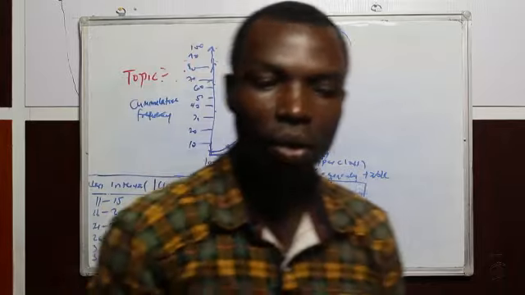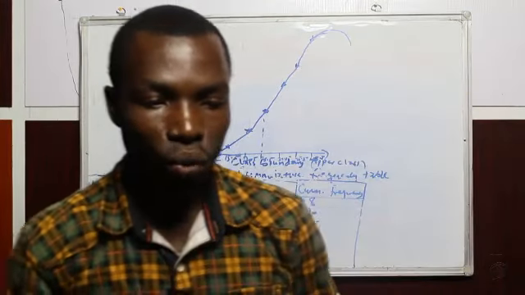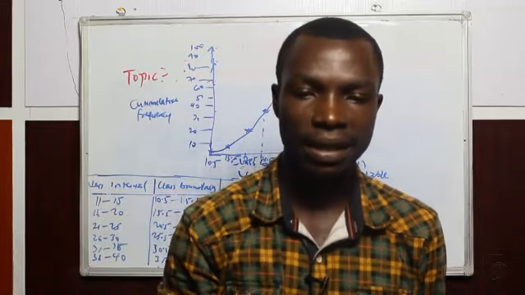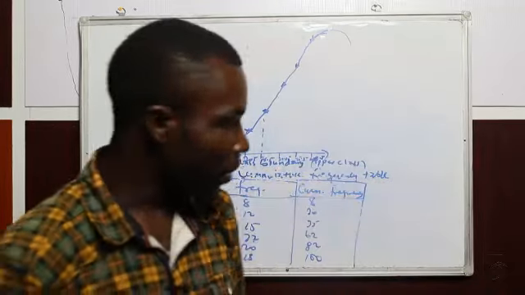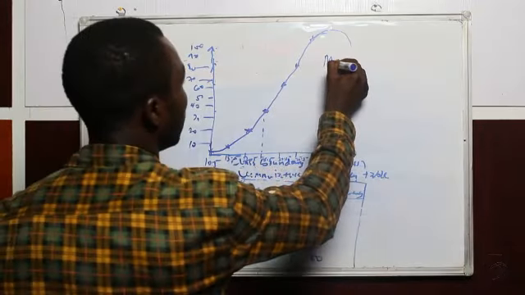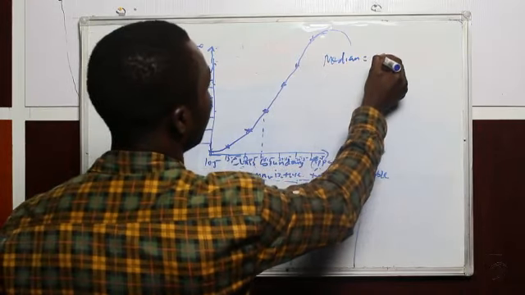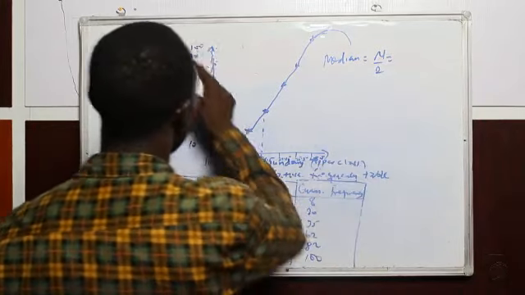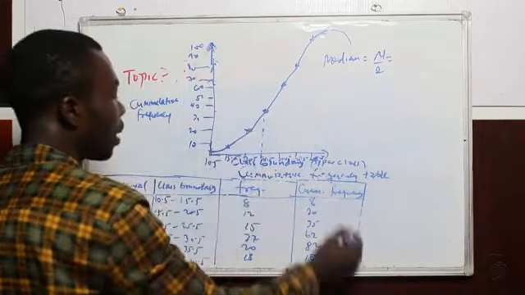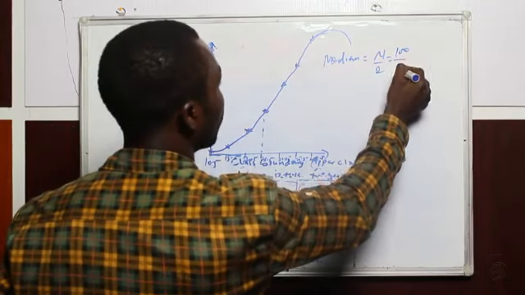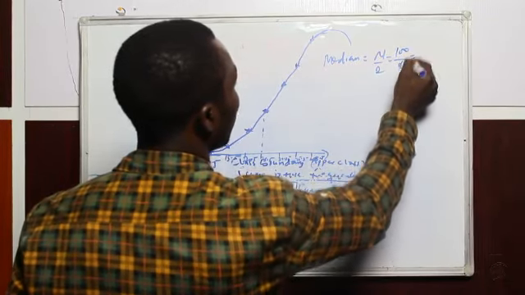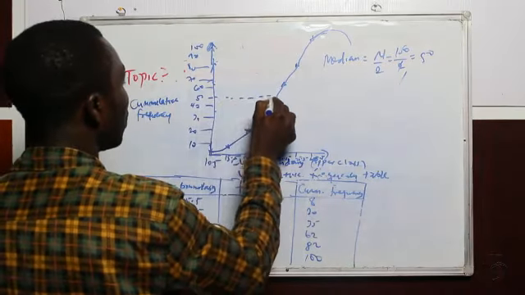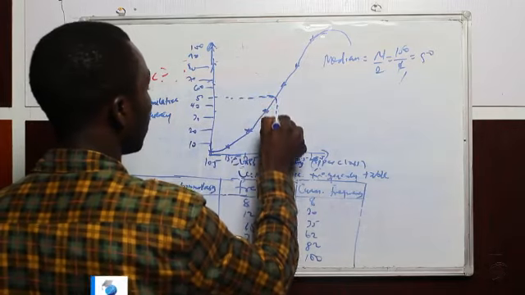With this curve, we can find our median, we can find our semi-interquartile range, and we can find our 80th percentile. How can we find our median? Our median is given to be n over 2, which is equal to, what is n? Our n is the total cumulative frequency, which is 100 over 2, which gives us 50. You will trace 50 from your graph and attach it to this point.